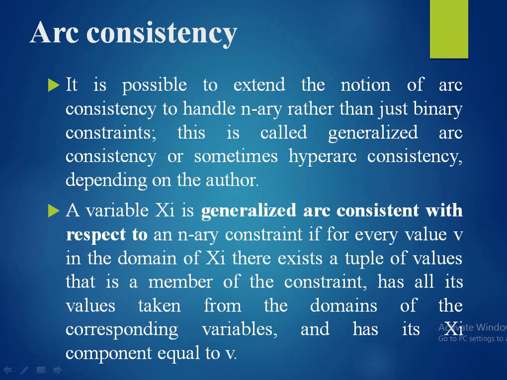Now it is possible to extend the notion of arc consistency to handle n-ary constraints rather than just binary constraints. This is called generalized arc consistency, or sometimes hyperarc consistency. The variable xi is generalized arc consistent with respect to an n-ary constraint if for every value v in the domain of xi there exists a tuple of values that is a member of the constraint, has all its values taken from the domains of the corresponding variables, and has its xi component equal to v.